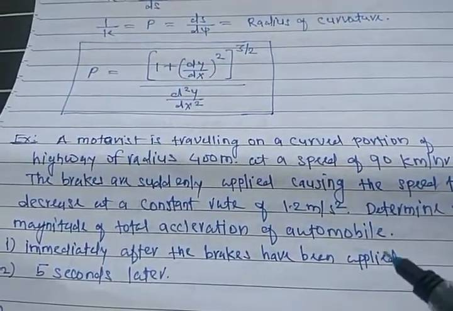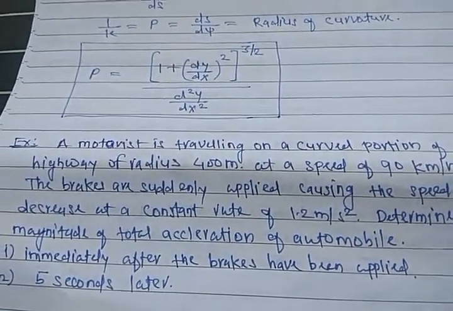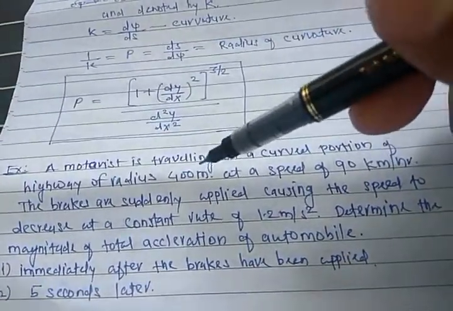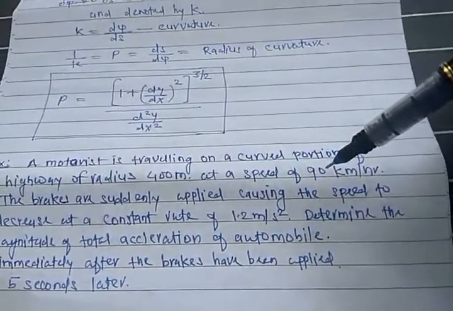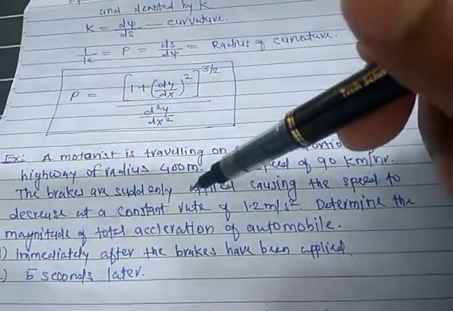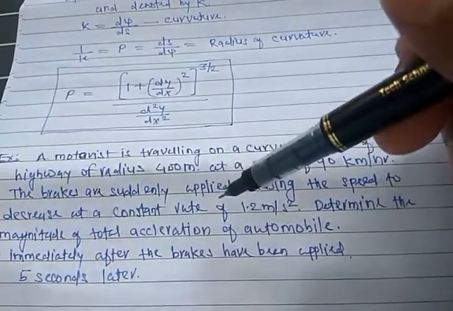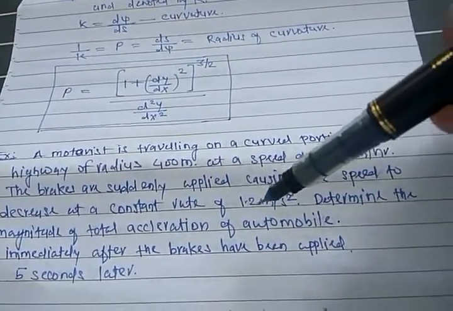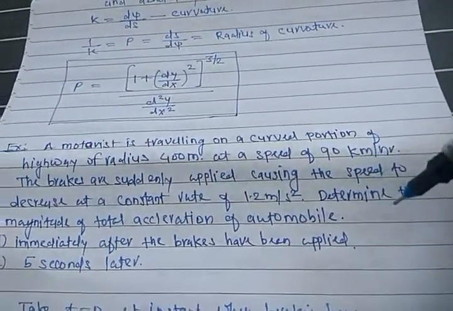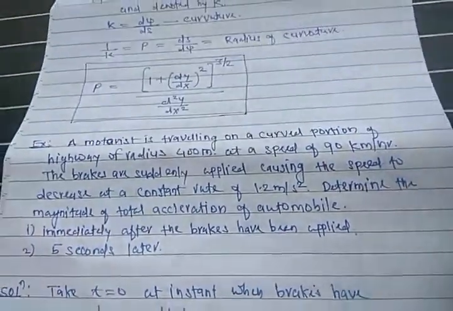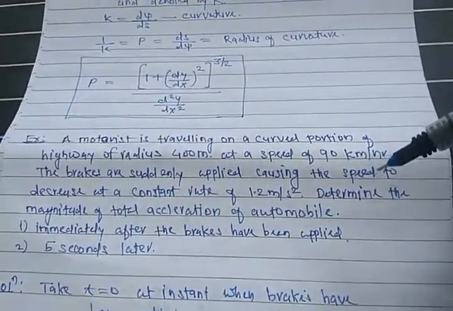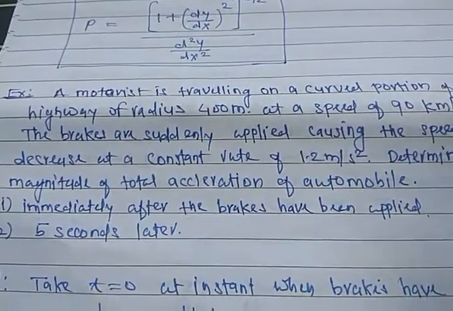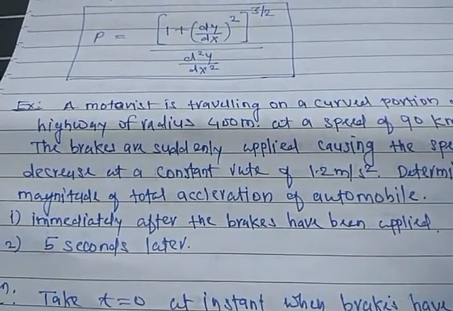immediately after the brakes have been applied and after 5 seconds. Okay, so what is given? Let us see it. Radius of curvature is given, speed is given. And the speed is decreasing at a rate of 1.2 meter per second square. So what is this, an or at? Yes, it is at. Determine the magnitude of total acceleration of the automobile immediately after the brakes have been applied and 5 seconds later.